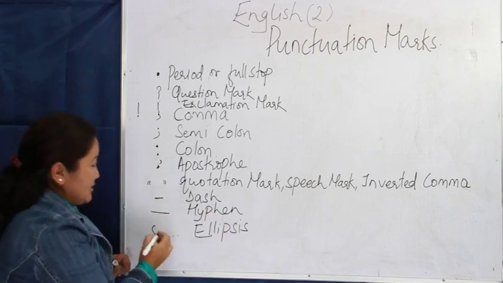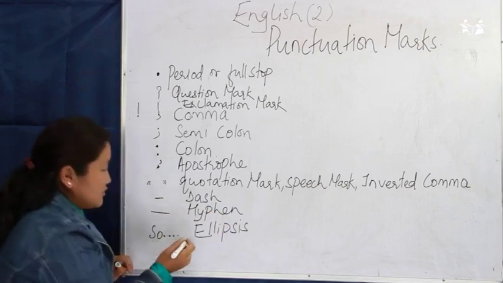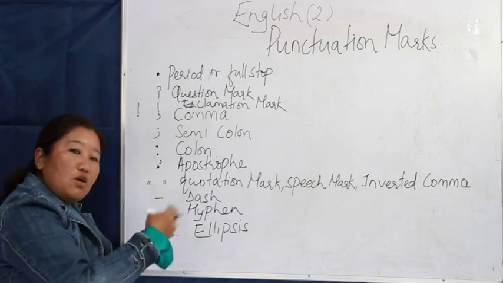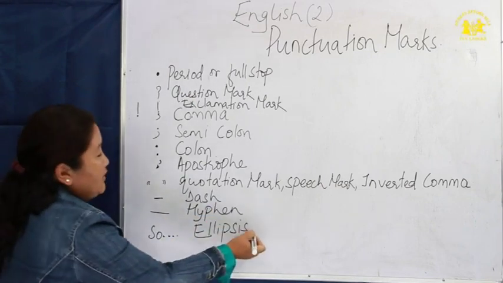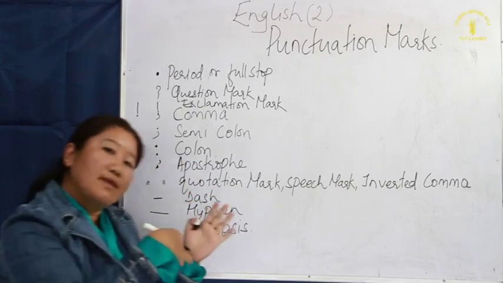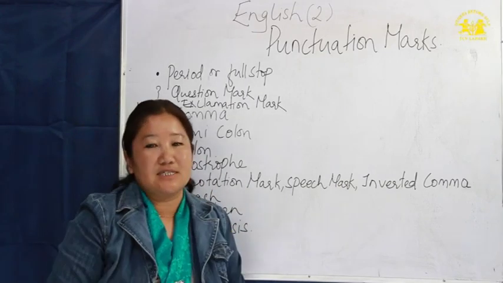Okay, and this dot, many of us use it, so we leave it. This is known as the ellipsis. All right, so we are going to discuss them one by one in a little more detail.